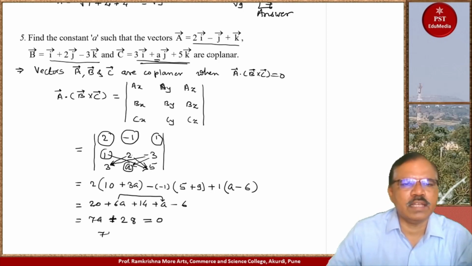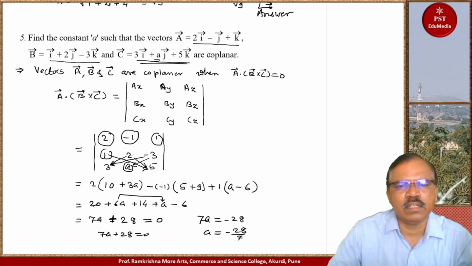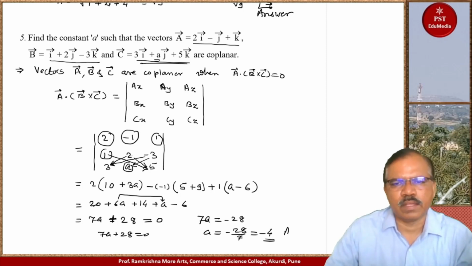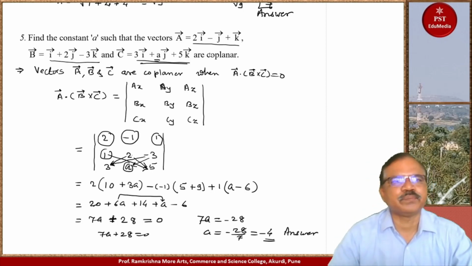So 7a plus 28 is equal to 0. So we will get 7a is equal to minus 28. So a is equal to minus 28 by 7. So it is minus 4. So a is minus 4. And this is the answer.